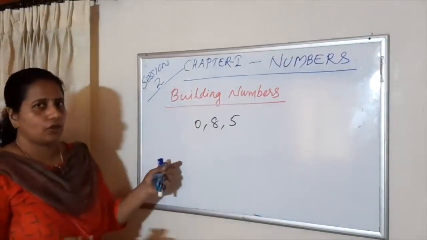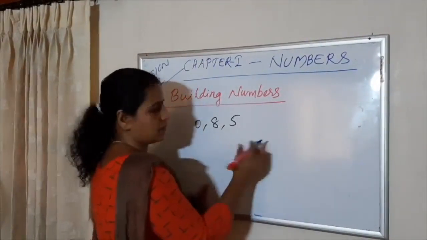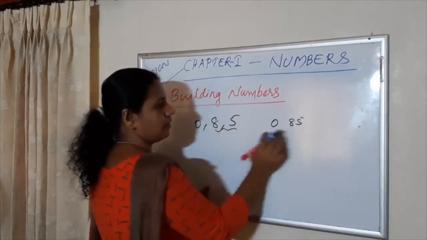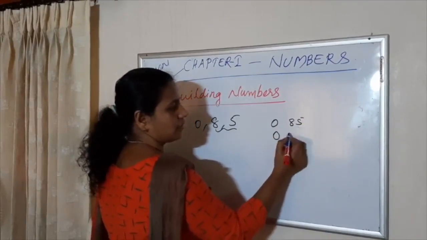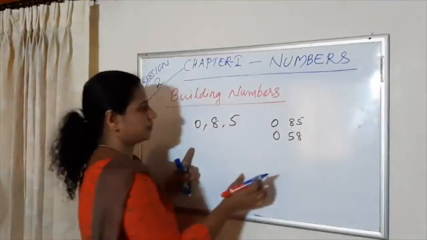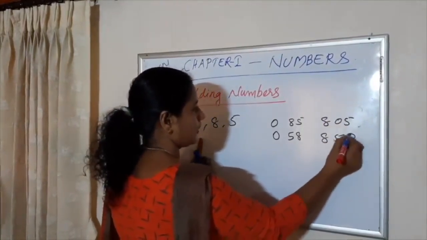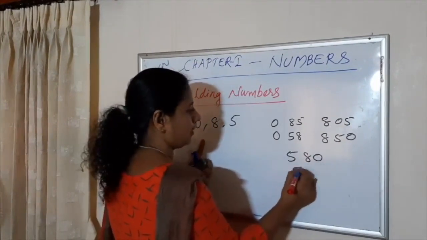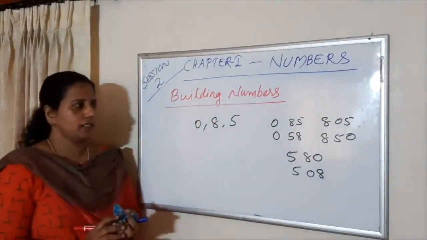085. I told you how to arrange or build numbers using these digits. First you write 0, then take 8 and 5. Then again write 0 and interchange 8 and 5, that is 058. Next, leave these two numbers. Next 805 and 850. Next 580 and 508. These are the numbers without repetition.